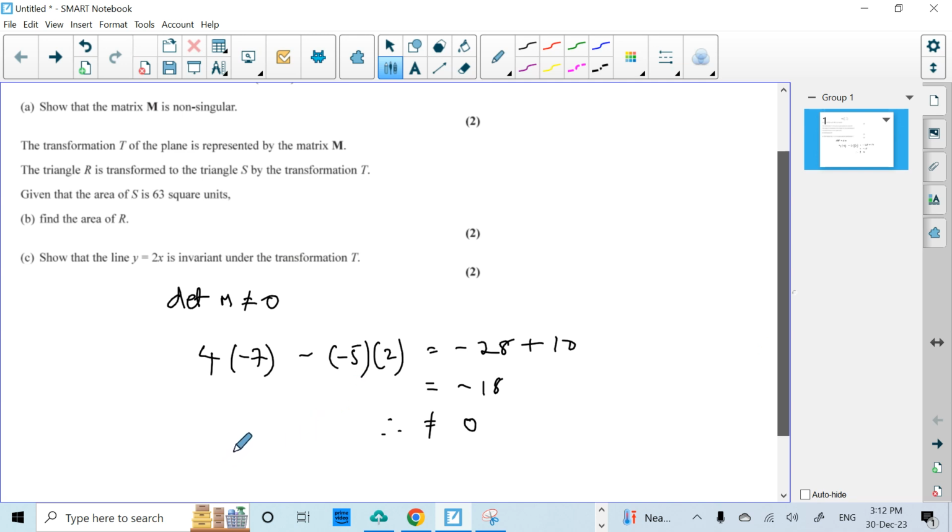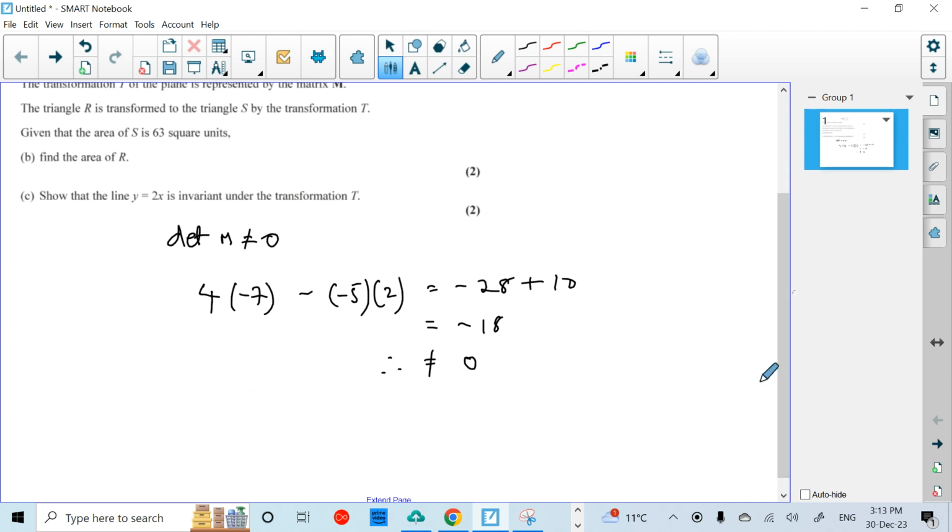And part B: the transformation T of the plane is represented by the matrix M. The triangle R is transformed to the triangle S by the transformation T. Given that the area of S is 63 square units, find the area of R. Well, in order to do that, we need to use matrices.